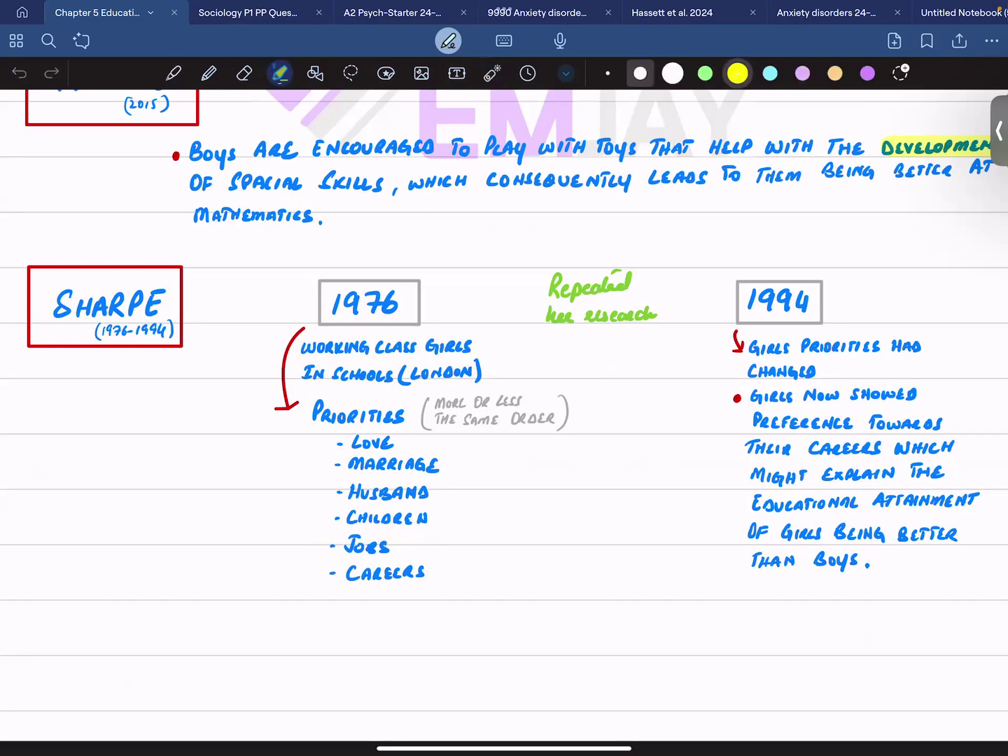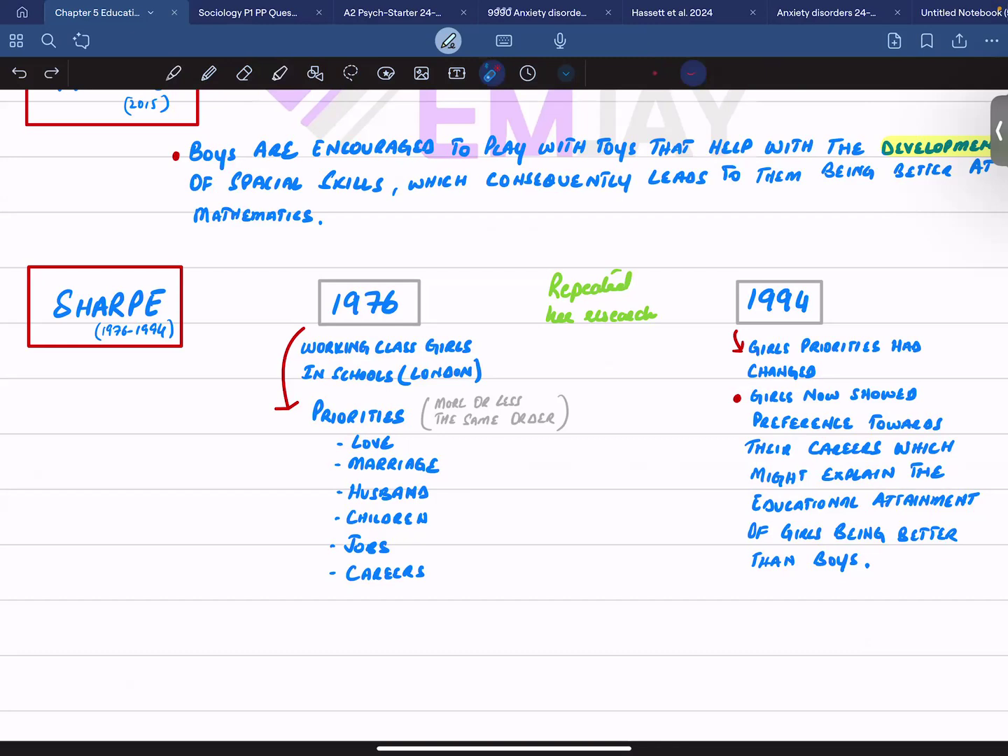However, when she conducted research again in the 1990s, that is 1994, what she figured out was that these priorities now had changed. And according to Sue Sharp, girls now showed preferences towards their careers, which might explain the educational attainment of girls being better than boys. Now, again, this is the point that I was trying to make a couple of minutes ago. According to Sue Sharp, this shift in terms of priorities, this shift in terms of preferences might be a reason as to why girls today have started outperforming boys.